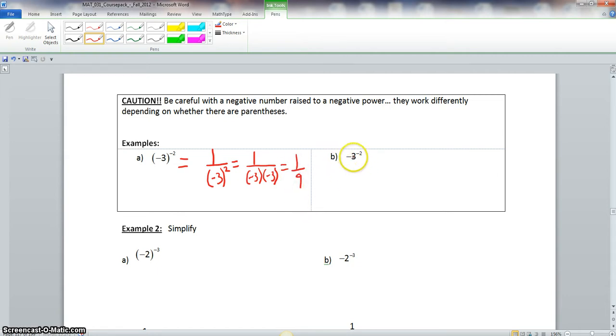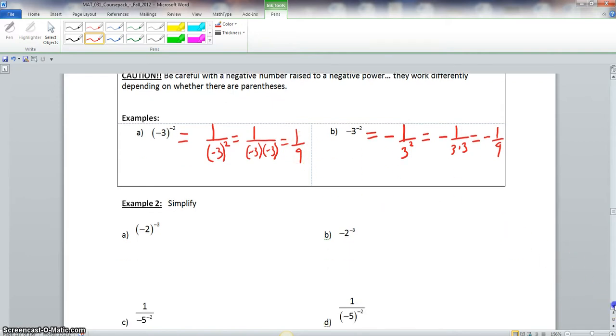Now we come here. Now remember, this negative is not taken to this exponent. So this will become a negative 1 over 3 to the second power. So that's equal to a negative 1 over 3 times 3, which is equal to a negative 1/9. Now see the difference between the two? This ends up being a negative 1/9. This ends up being a positive 1/9.